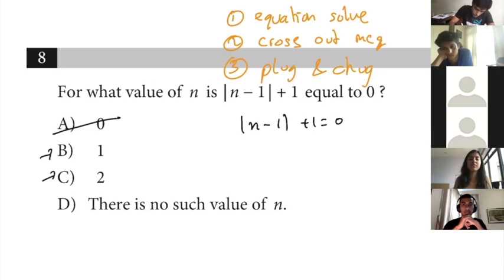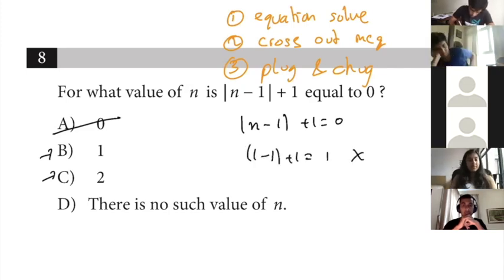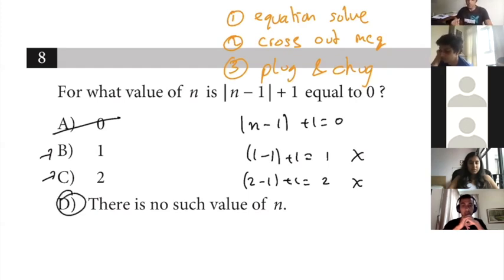So if you plug 1, you get 1 minus 1 plus 1 equals 1. So that's not it. 2 minus 1 plus 1 equals 2. So that's not it. And so therefore, it has to be D. So here we did cross out MCQ, plug and chug, and then narrow down. Did we say narrow down or narrow in? I think it's narrow down. You can just come out and tell me if I'm wrong. So that's the other way to do this.